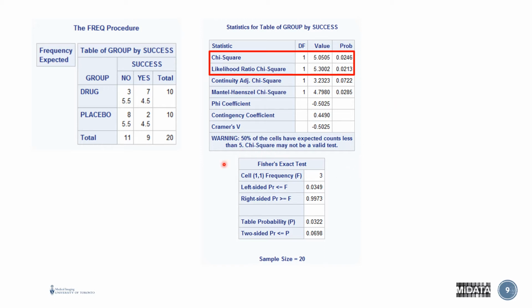We also have down here our Fisher's exact test, which is our exact p-value calculation, which you can see here for the two-sided, it's 0.0698.